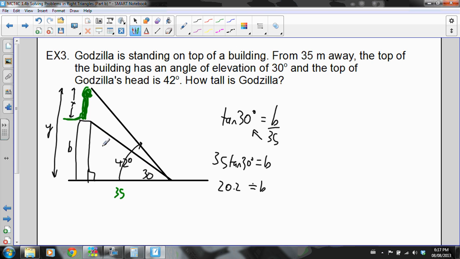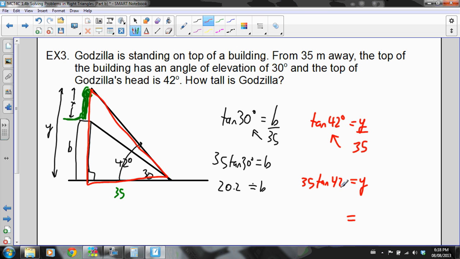So now let's find the height of both of them. That's in this big triangle here. In this one, both the building and Godzilla together, the 42 degree angle is Y over 35. Opposite over adjacent's 35. Same calculation, different numbers. And we get about 31.5. Check that on your calculator. I've been known to make some mistakes.